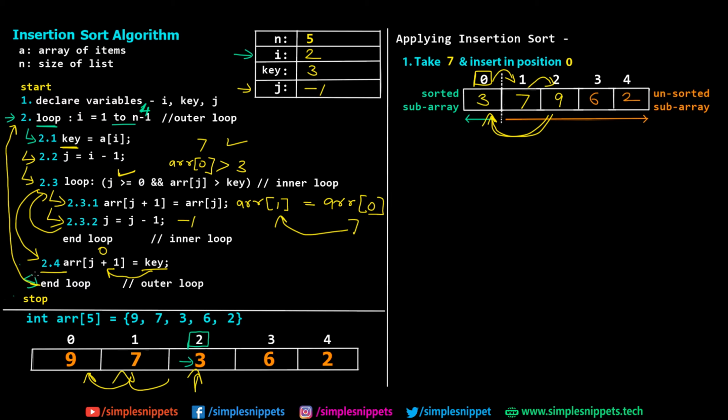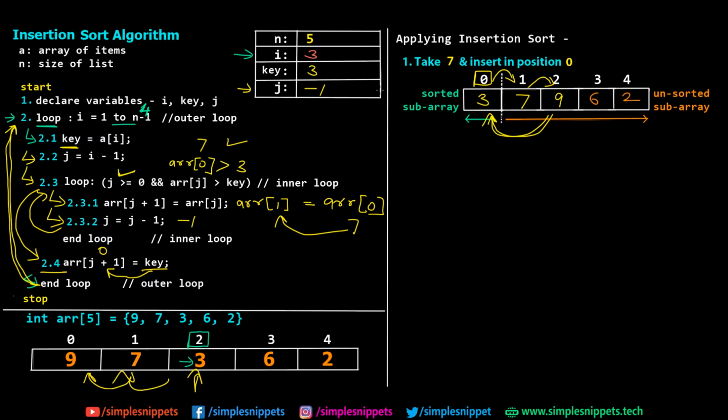So after 2.4, obviously we end the outer loop and we again come to the start of the outer loop. Now i value becomes 3, right? So let's change it to 3. Let's use some other color now. We'll use the red color now. So i becomes 3. So 3 is still less than 4. So we have to run from 1 to 4, right?